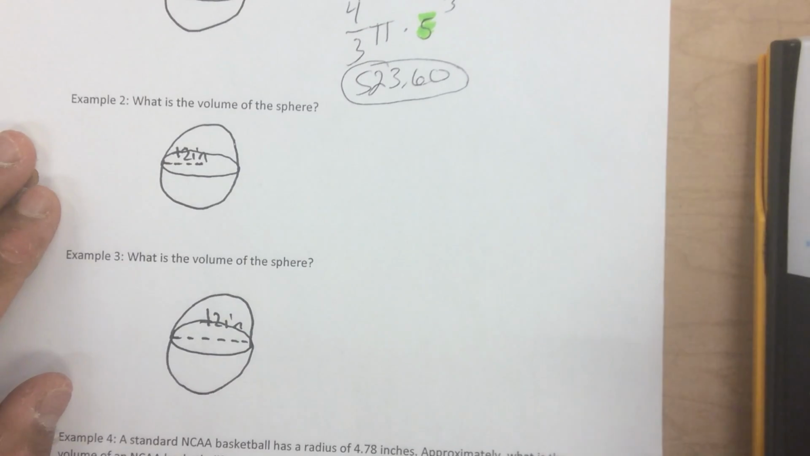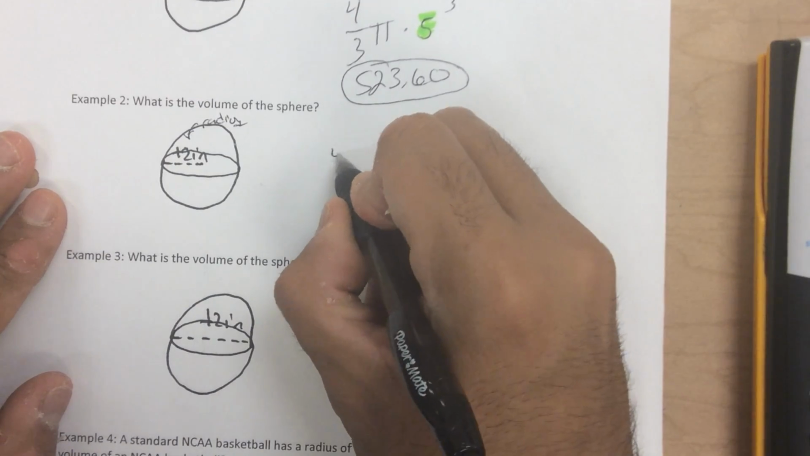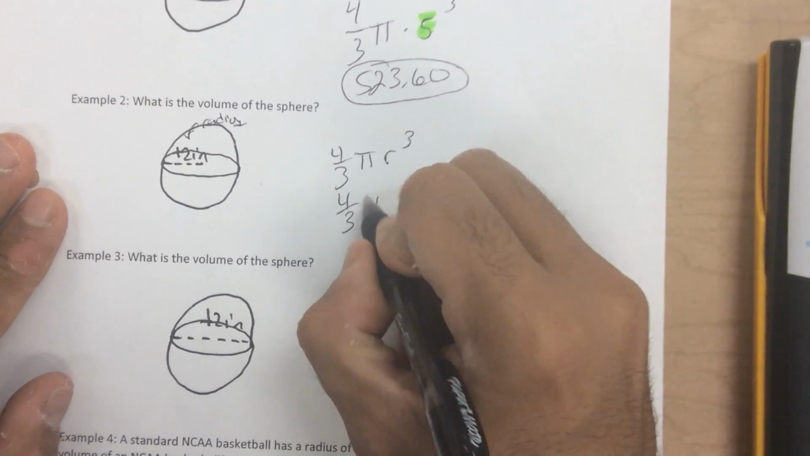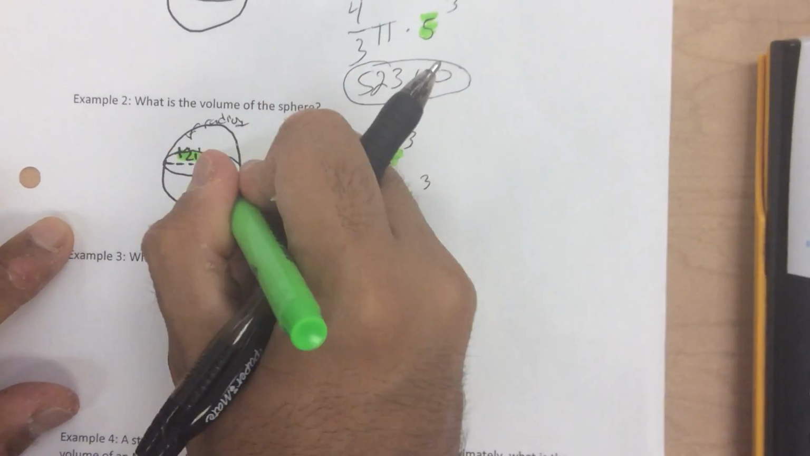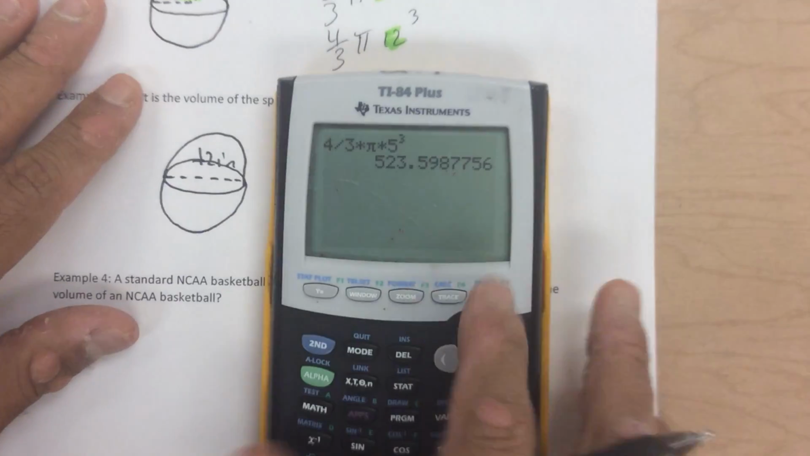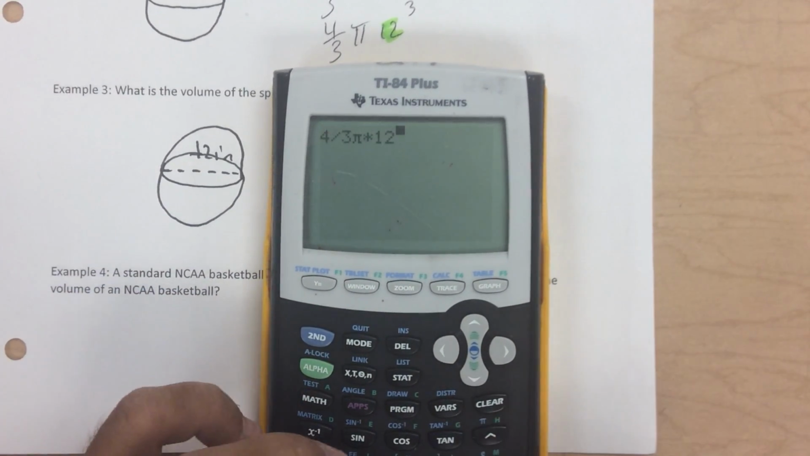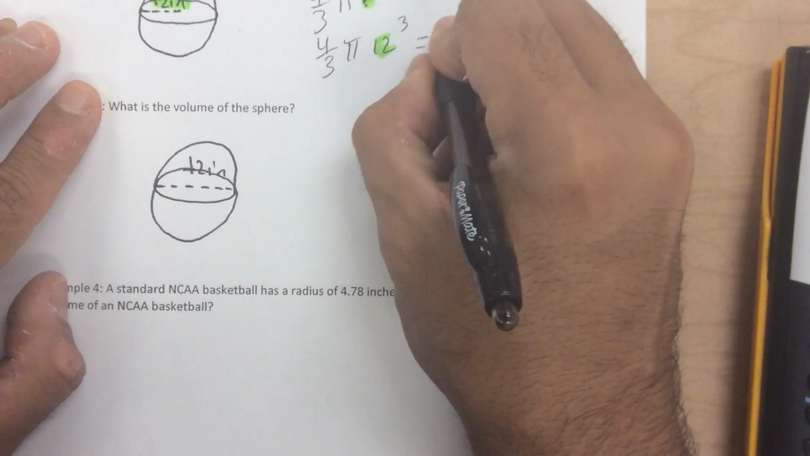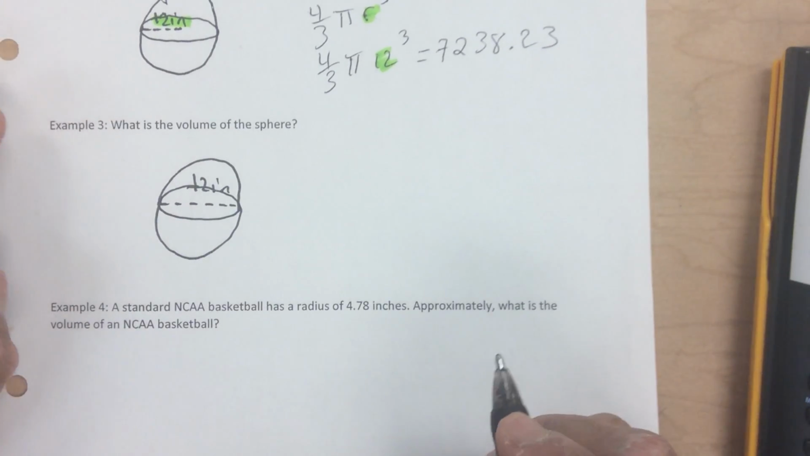Now, example 2, what is the volume of the sphere? As you can tell, the radius is 12. So my formula is going to be 4/3 pi r cubed. So instead of the r, I'm going to put a 12 in its place, okay? So now, I'm going to use my calculator to do all the hard work. So 4 divided by 3 times pi times 12 to the power of 3. And I end up with 7238.23 as the volume. Okay.